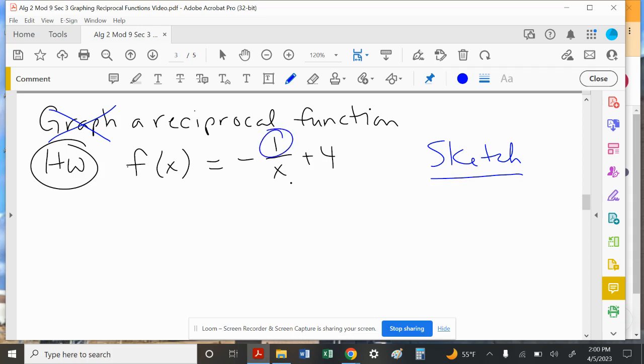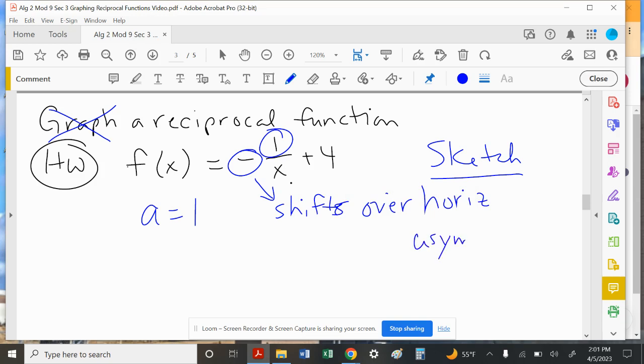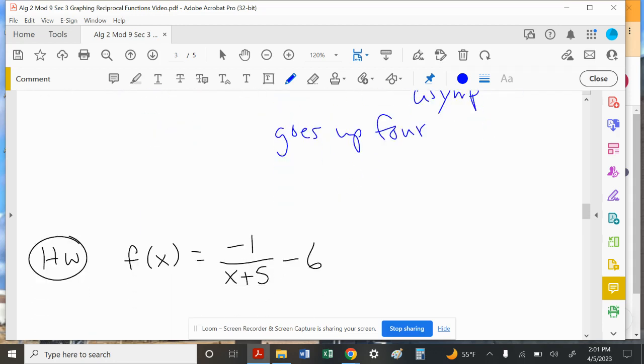So notice here my a is equal to 1. Okay, it's negative, so that tells me it shifts over the horizontal asymptote. This plus 4 tells me it goes up 4. And this x in here, because there's no number there, that tells me it does not shift left or right.